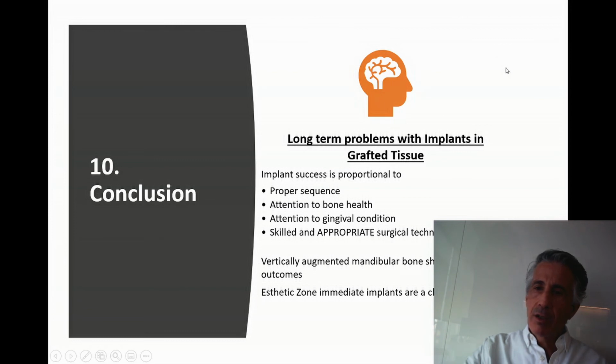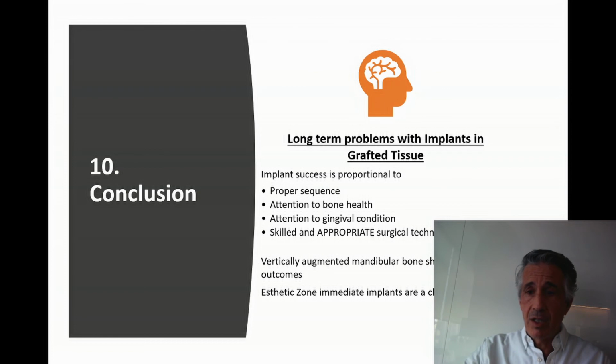So long-term problems with implants and grafted tissues. Over time, though, we have discovered that there is shrinkage of bone even long-term. As I was mentioning, implant success is proportional to getting that timing correct, looking at the proper bone health, proper attention to the gingival health. I don't want to ignore it, and I know you'll be getting lectures also in perio and with us about the gingival condition. It has to be a good technique. It's very delicate procedures. We are having challenges with vertical augmentation of bone in the maxilla and mandible. And in the aesthetic zone, immediate implants are quite the challenge.